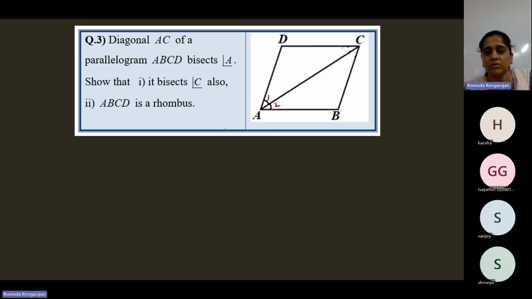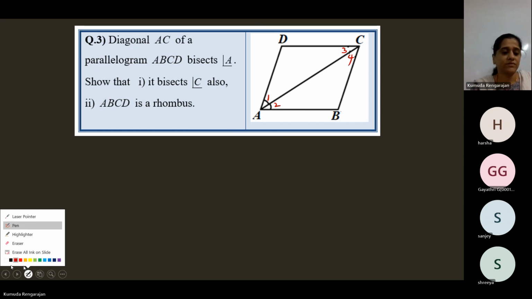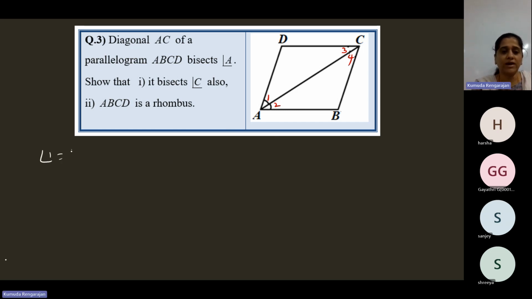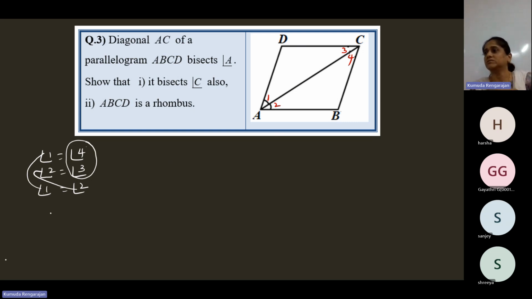Angle 1, angle 2, angle 3, angle 4. So we say angle 1 is equal to angle 4, alternate interior angles are equal. Angle 2 is equal to angle 3, alternate interior angles are equal. But angle 1 is equal to angle 2, given. So when you compare all this, angle 3 is equal to angle 4. Because there is 1 here and 2 here. 1 is equal to 4 and 2 is equal to 3, but 1 and 2 are equal. So 3 and 4 should be equal.